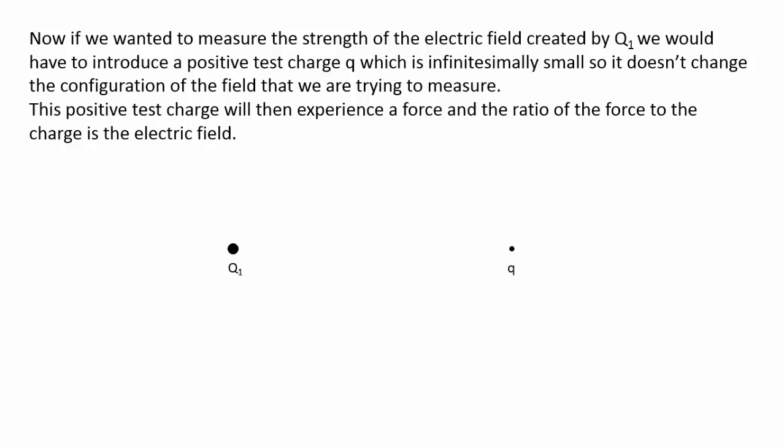If we wanted to measure the strength of the electric field created by Q1, we would have to introduce a positive test charge, let's name it small q, which is so small we can almost ignore it. And that is important because we don't want it to change the configuration of the field that we are trying to measure. On the other hand, if that test charge was somewhere around the Q1 itself, by value of course, it would have an electric field of its own, and at that point we would have two electric fields and it would be impossible to measure just the electric field of Q1.